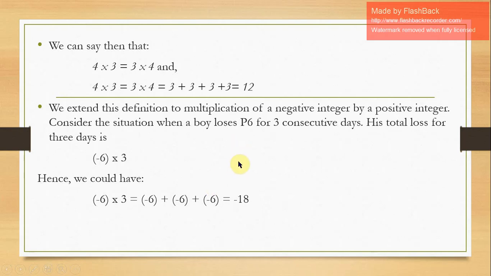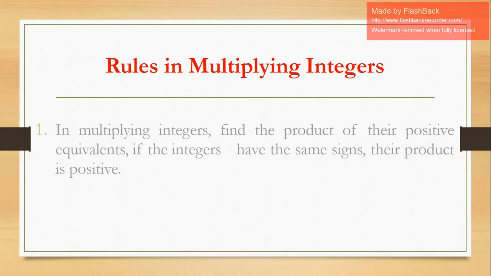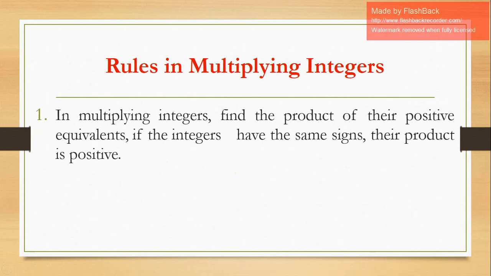But we have rules, and we need to discuss these rules because this is very important. So, rules in multiplying integers. The first rule: in multiplying integers, find the product of their positive equivalents. If the integers have the same sign, their product is positive. Take note of this.